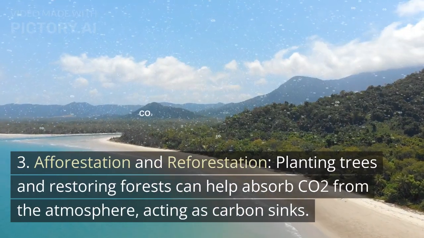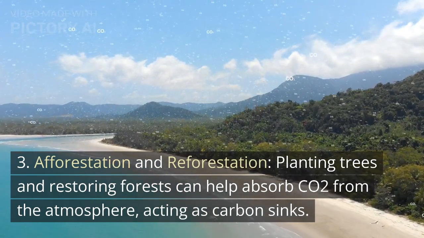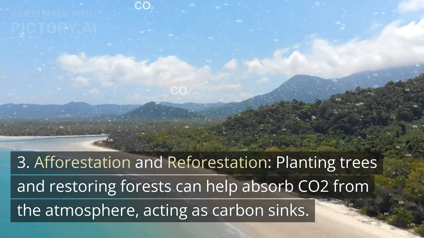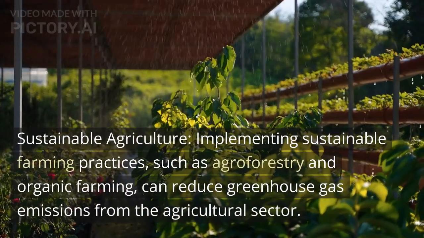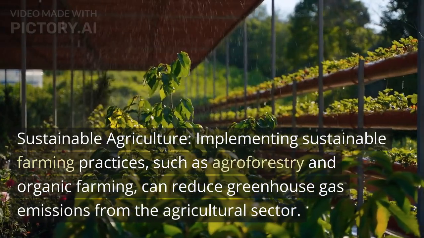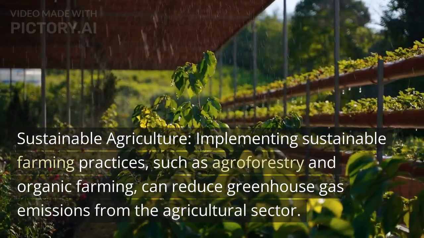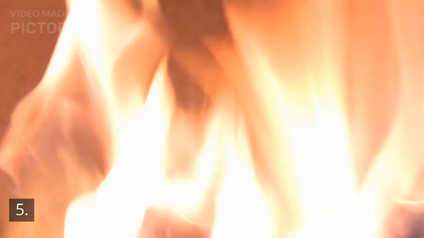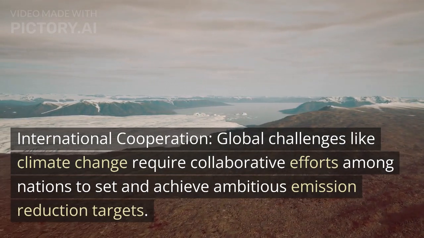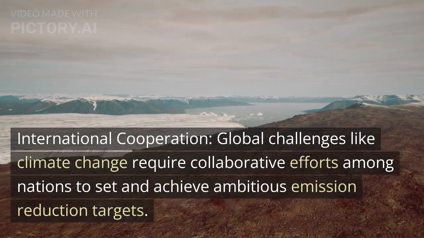3. Afforestation and reforestation. Planting trees and restoring forests can help absorb CO2 from the atmosphere, acting as carbon sinks. 4. Sustainable agriculture. Implementing sustainable farming practices, such as agroforestry and organic farming, can reduce greenhouse gas emissions from the agricultural sector. 5. International cooperation. Global challenges like climate change require collaborative efforts among nations to set and achieve ambitious emission reduction targets.